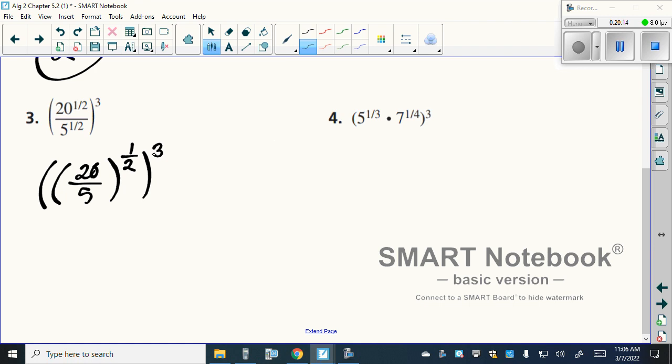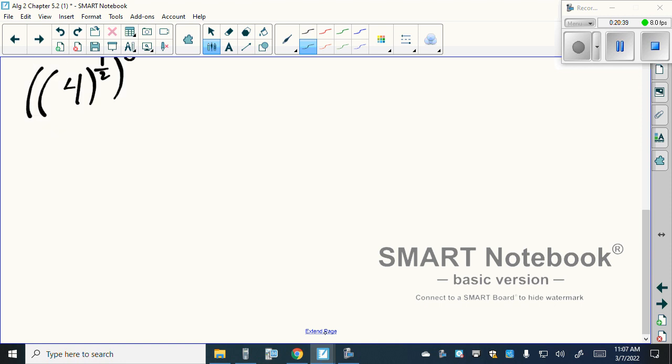Now, what is 20 divided by 5? 4. To the 1/2 to the third. Yes? Well, we said 1/2 is the same as what? A square root, yes? Can we take the square root of 4? So really what we're saying here is, again, because 4 to the 1/2 is what we have, to the third.